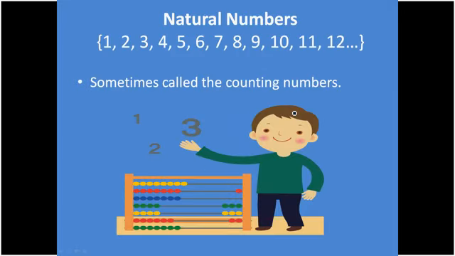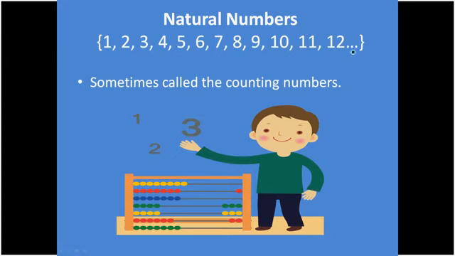The first set of numbers we're going to talk about is called the natural numbers, or also the counting numbers, because they're the first numbers that you use when you learn how to count. They start with the number 1. That's the smallest natural number. And they go 1, 2, 3, 4, 5, 6, 7, like counting numbers.